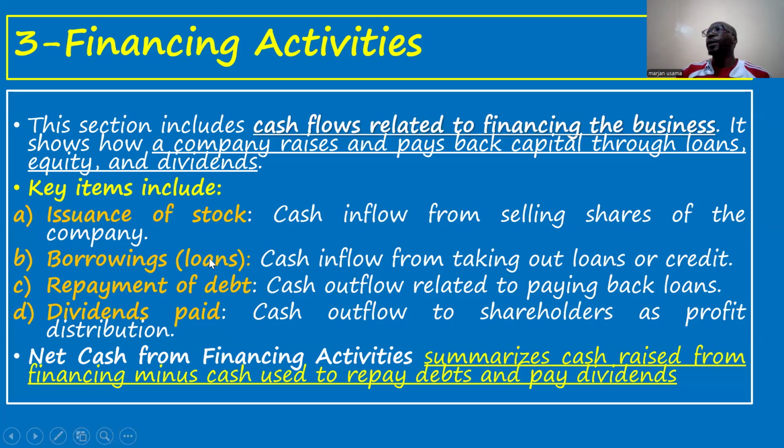Number 2, borrowing. Sometimes, like we said yesterday, you are having a business, but you don't have enough money. So what will you do in that case? You will go to a bank and ask for a loan. So cash inflow from taking out loans or credit. Any money that comes in from the bank, or sometimes you get credit from your friends or partners, these are cash inflows and they need to be recorded.